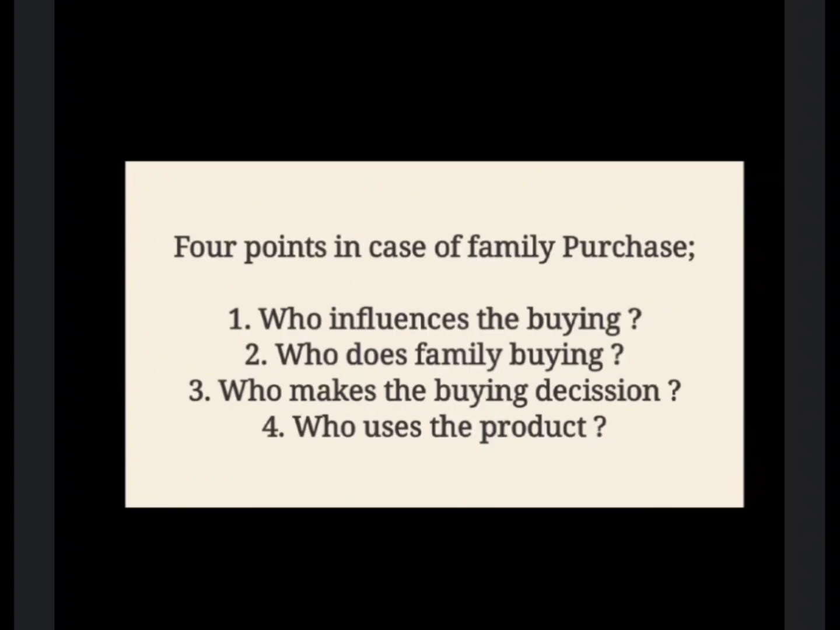So there are four points in the case of family purchase. The first one is who influences the buying. The next one is who does the family buying, the third is who makes the buying decision, and the fourth is who uses the products. So these four points in family purchase influence one's individual behavior.